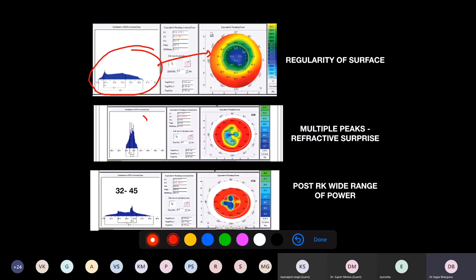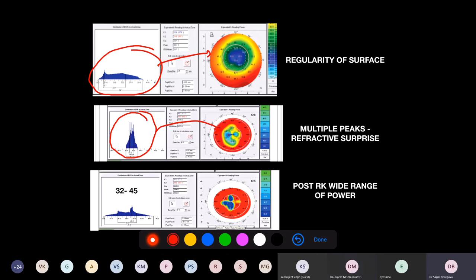Let's look at the next graph. Here you can see there are multiple peaks, at least 3 peaks, and you see the corresponding corneal topography. The topography shows that there is some irregularity in the surface, and these patients can have a refractive surprise in spite of all the efforts that you take.